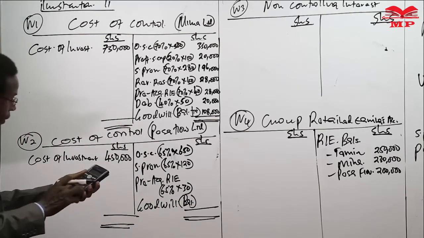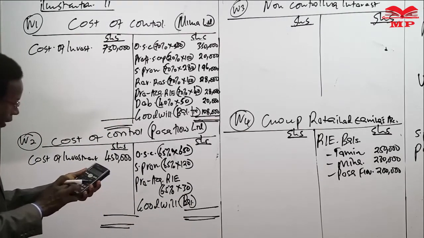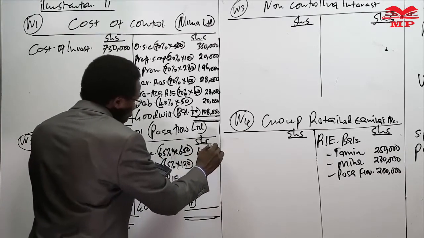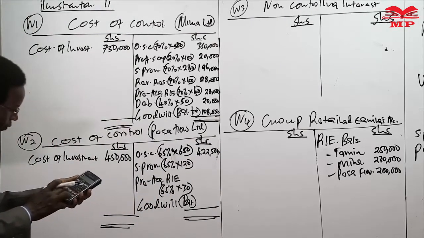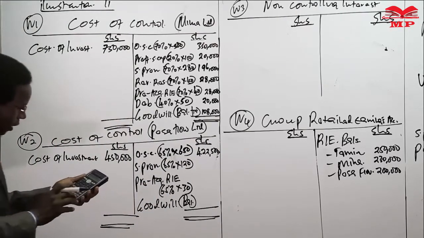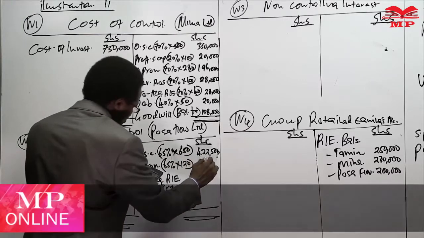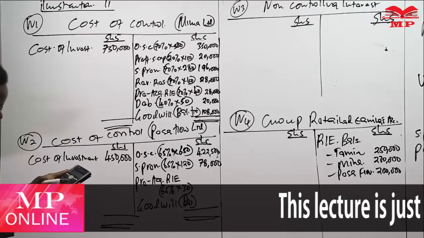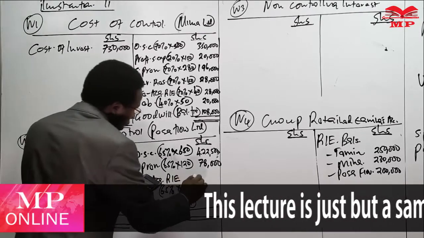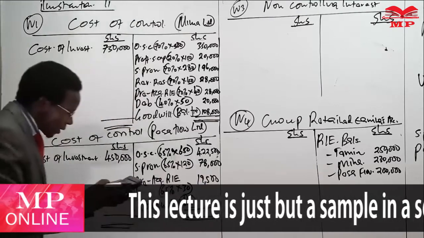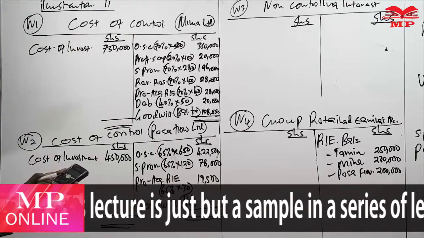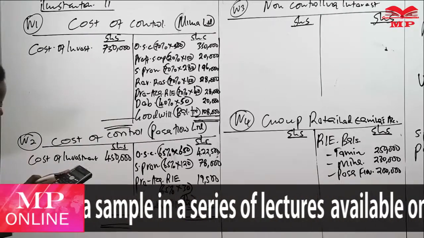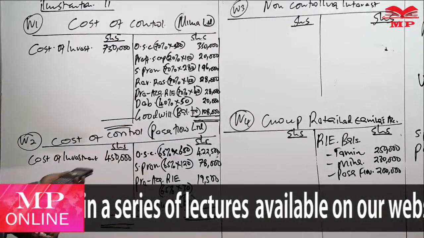First and foremost, 65% by 650 gives 422,500. Then 65% by 120 is 78,000. Then 65% of 30 is 19,500. So we come and say 422,500 plus 78,000 plus 19,500. We are having 520,000.